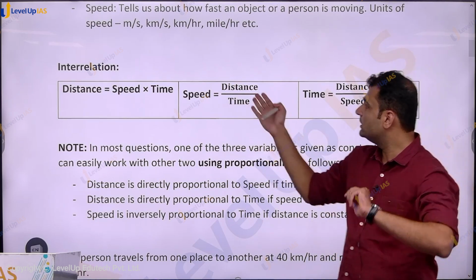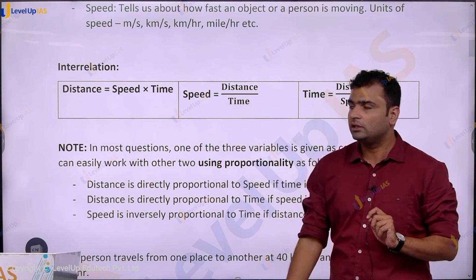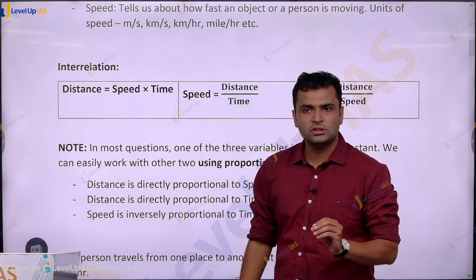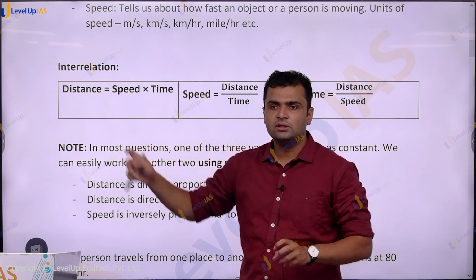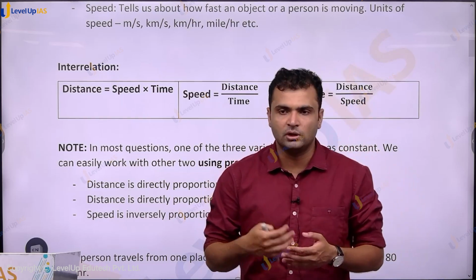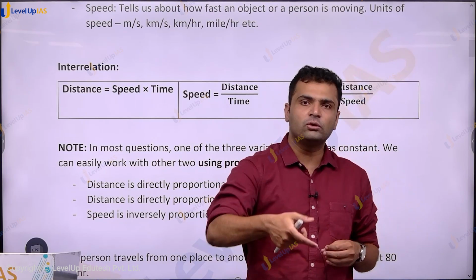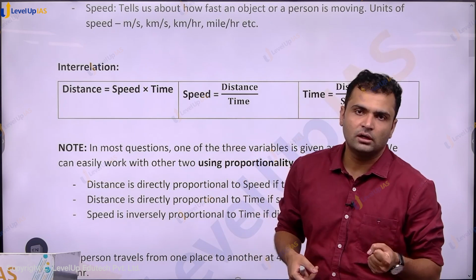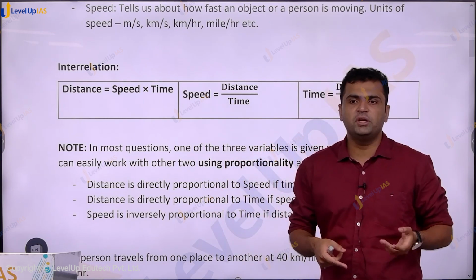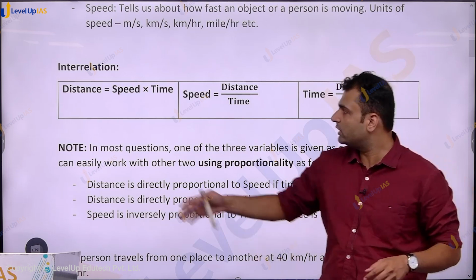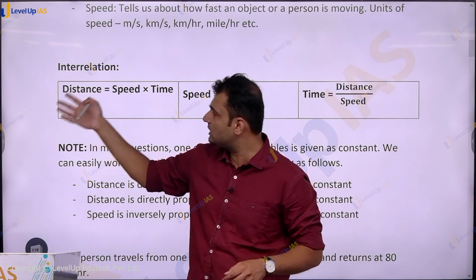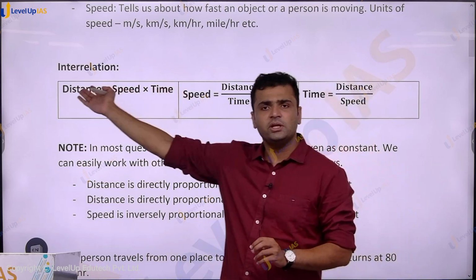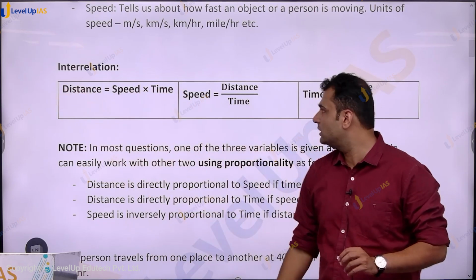So, if the distance is constant, then speed and time are inversely proportional. If the distance is constant, that is, we have to go from, let us say, Delhi to Jaipur, the one who can go at faster speed will reach earlier, and the one who is going at slower speed will take more time to reach. So, if the distance to be traveled is constant, then speed and time are inversely proportional, or the product of them is constant. That is what inverse proportionality is.